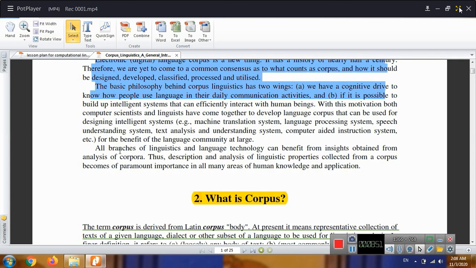All branches of linguistics and language technology can benefit from insight obtained from the analysis of corpora. The description and analysis of linguistic properties collected from a corpus become of paramount importance in many areas of human knowledge and application.